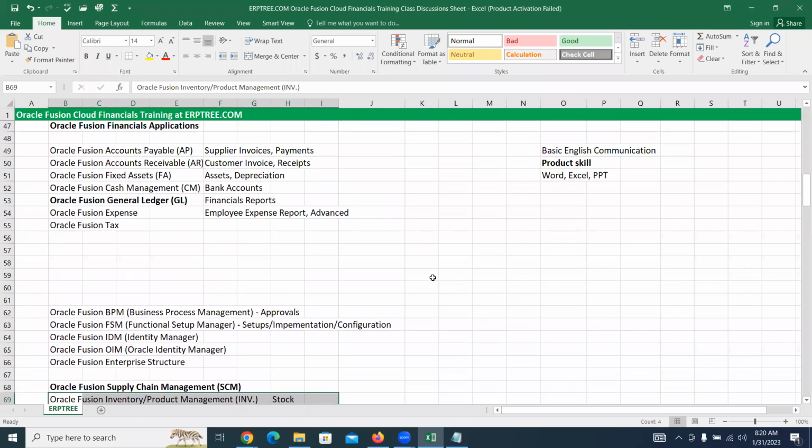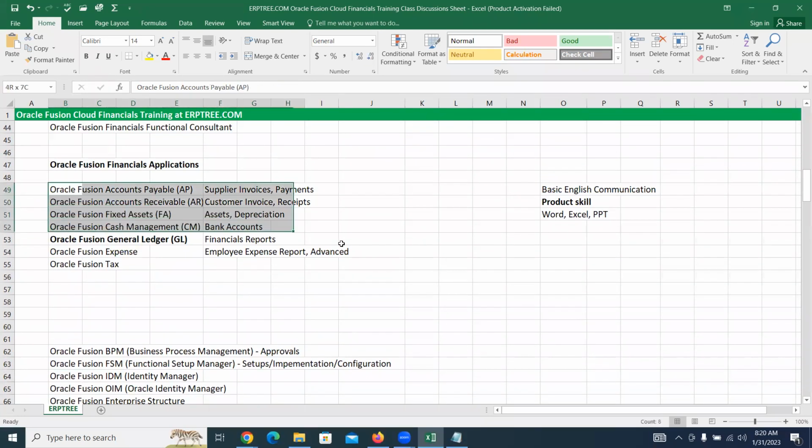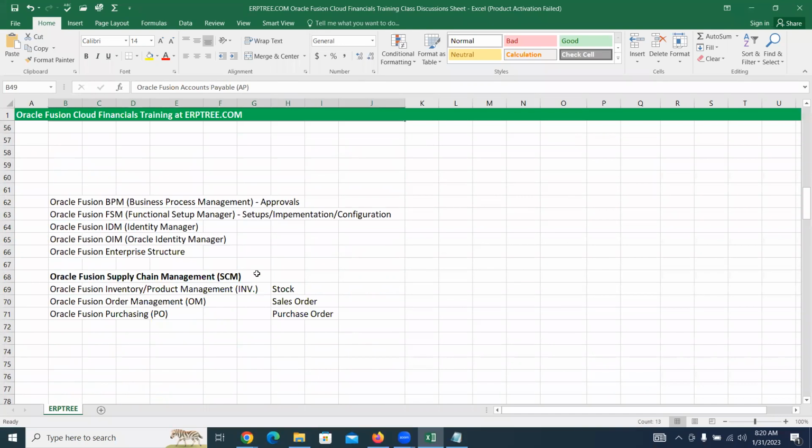Along with our financials applications, we are going to learn basics from supply chain management, which is really required. If somebody is going to say, I have 5 years of experience, definitely they will expect you should know basics of supply chain also.